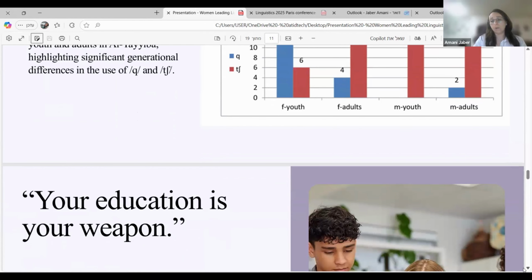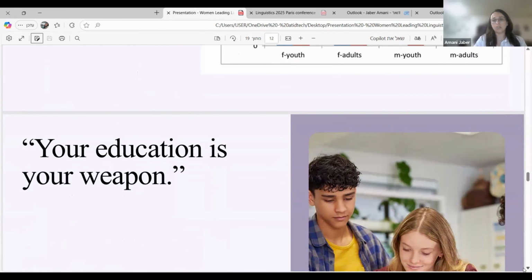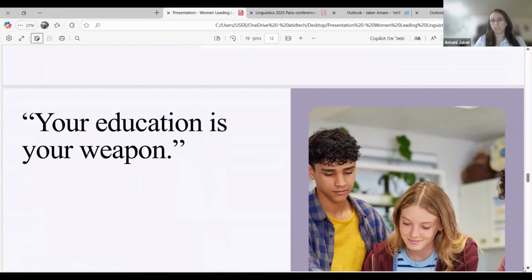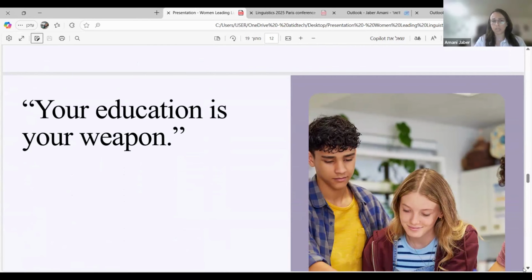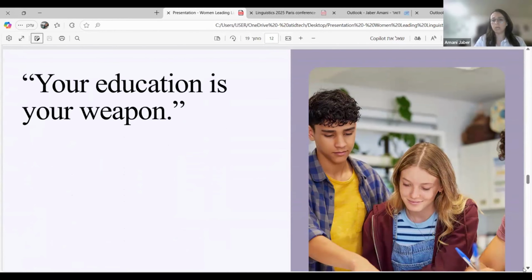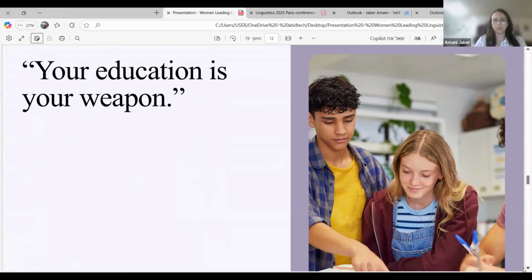Once I checked the gender influence on the phonological variation or choice of the participants, I decided also to look at their educational background. And I asked one of the participants, why do you use such a phonological variable or sound?